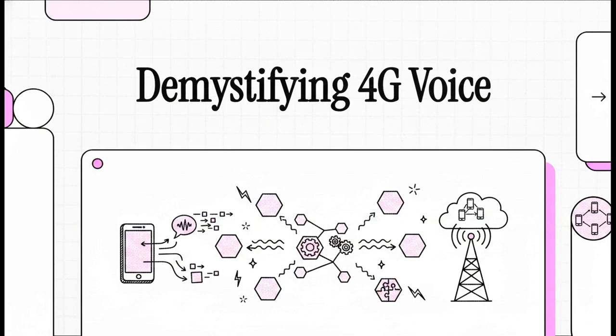When mobile networks made that massive leap to 4G LTE, we unlocked incredible data speeds, right? It totally changed how we browse and stream. But that leap actually created a huge hidden headache for telecom engineers. How do you handle a traditional voice call on a network that was built exclusively for data? Well, the solutions they came up with are nothing short of brilliant.